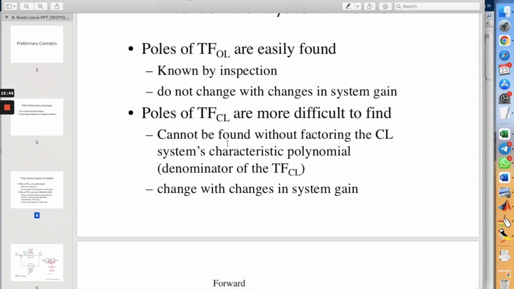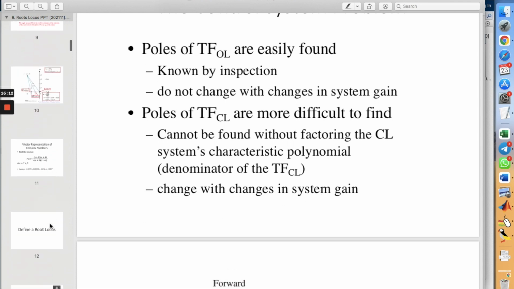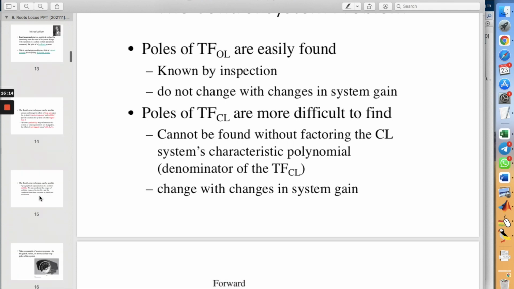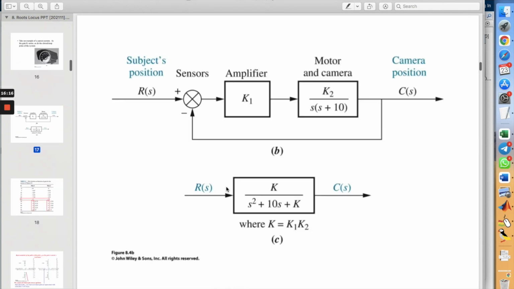It cannot be found without factoring the closed loop system characteristic polynomial. So we have the closed loop transfer function, we take the characteristic equation, and we factorize it to get the closed loop poles. Another problem is that it changes with changes in system gain. Whenever we change the value of k, it will always change the closed loop poles.